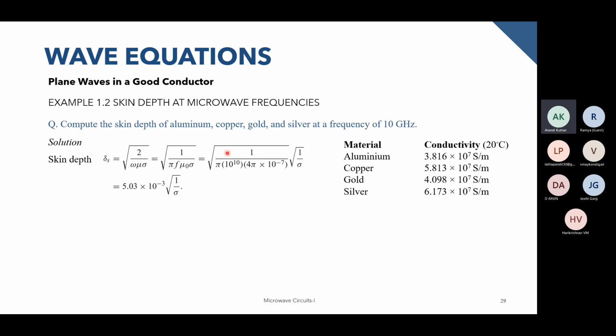So what we can do is put the values of frequency and permeability together and get this particular relationship, where the only term we need to change is sigma for each of the metals, and we can get the answers. I guess so. No questions from what we have discussed so far, and we are doing this numerical now.